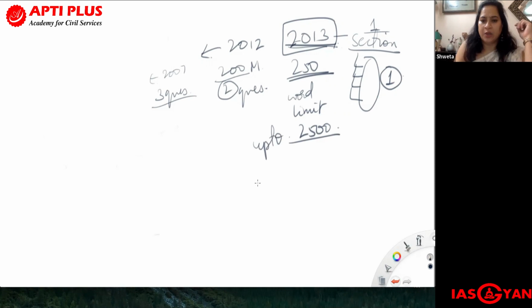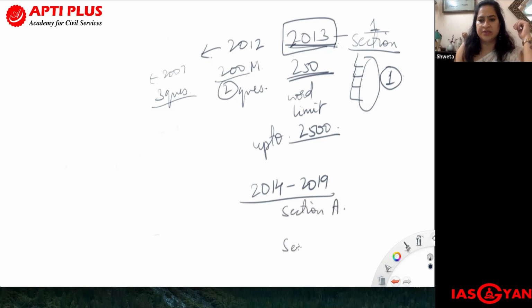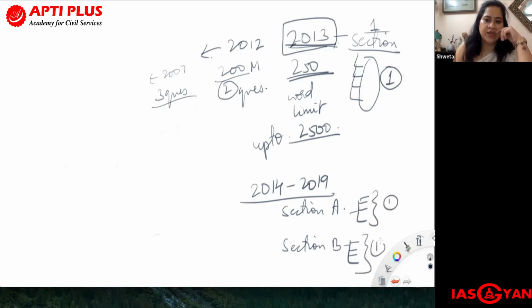Now, let us see what the present game is. From 2014 to 2019, we all know that this area asks you to choose between 4 questions from each section. There are 2 sections, section A and section B. From section A, you get 4 questions, and from section B, you get 4 questions, and from there you need to choose 1 each. Every section comprises 125 marks, and 125 marks into 2 is 250 marks.